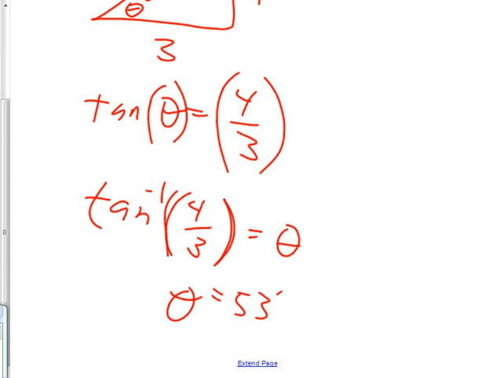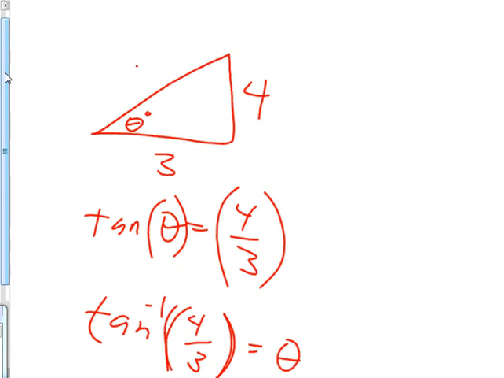So theta is 53 degrees. So in that 3, 4, 5 triangle you've seen drawn a million times since geometry, this was always a 53-degree angle. All right. Now, how about if we had another situation?